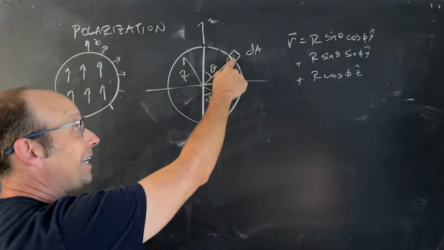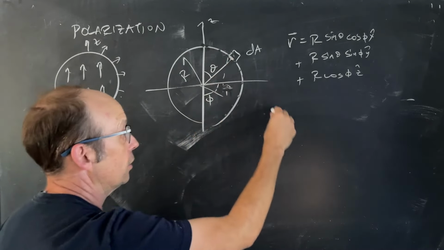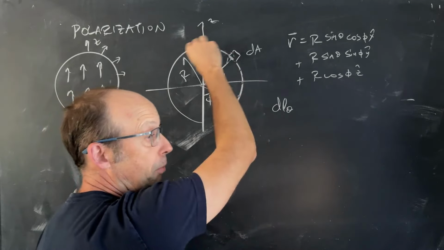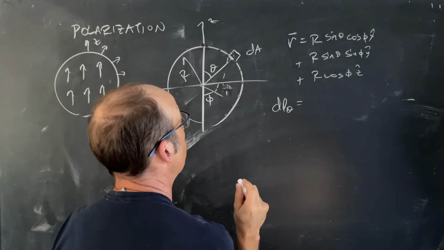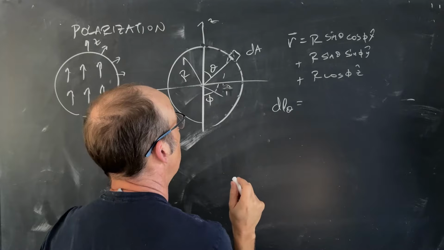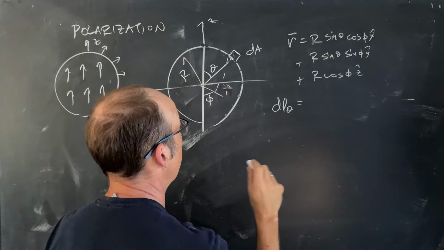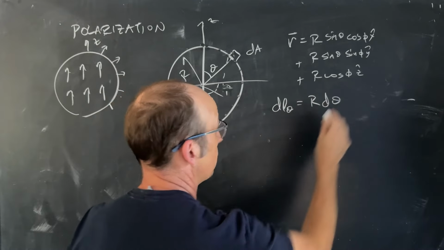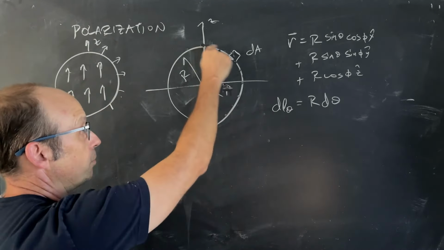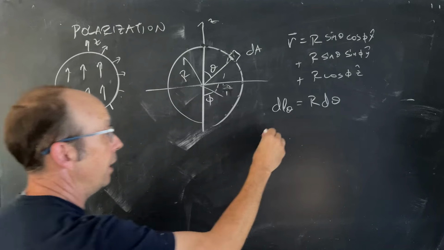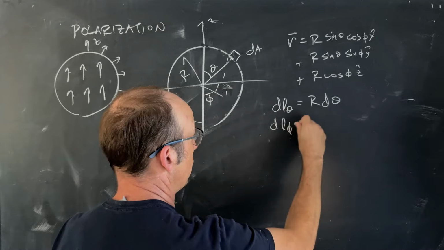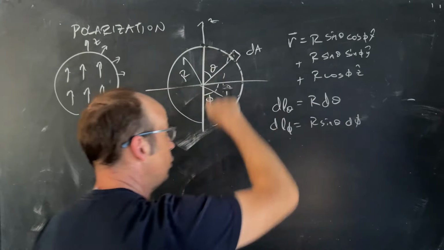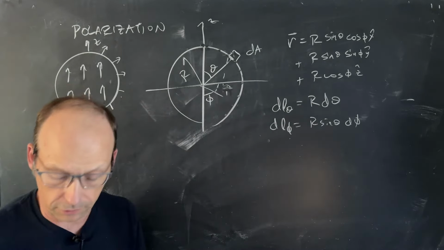And then I can calculate the length of this. I'll say dl in the theta direction is just part of a circle, so dl is going to be equal to R d theta. Now, if I want to find dl in the phi direction, that's going to be R sine theta d phi, because I have to project it down into the xy plane first. Did I get that right?